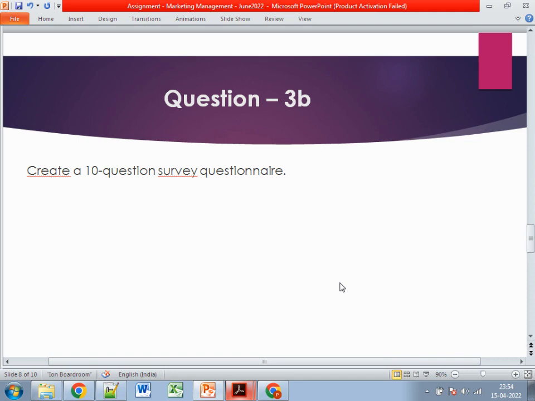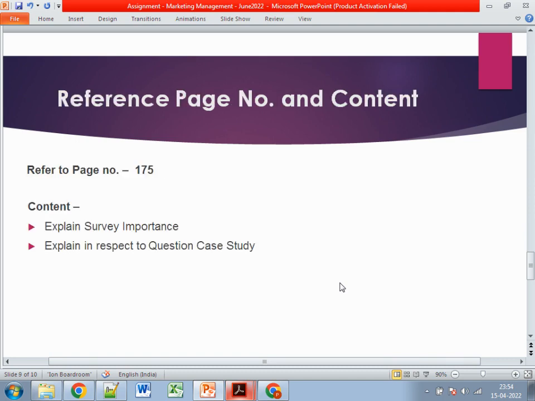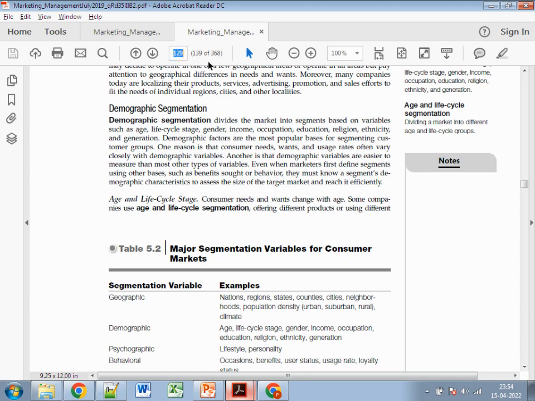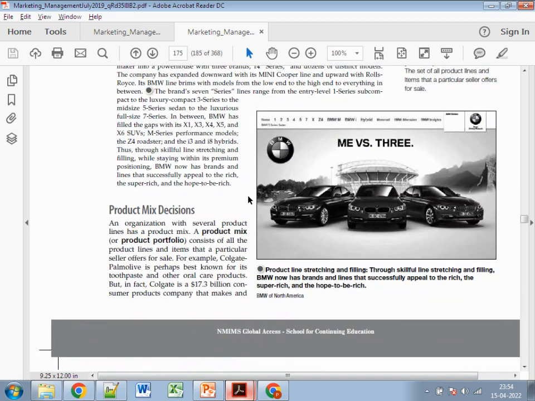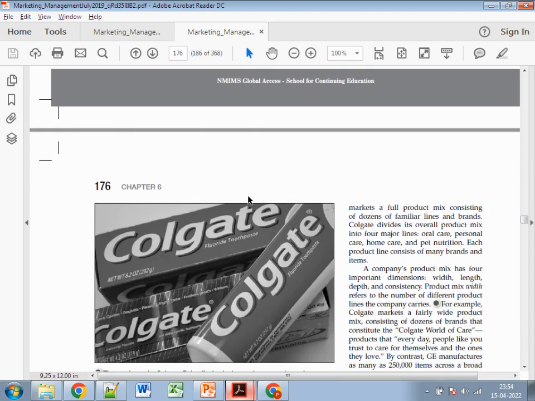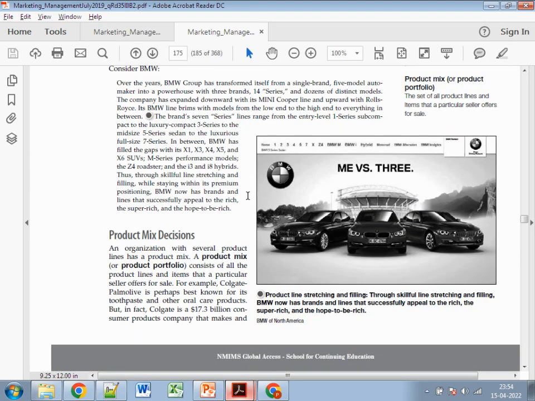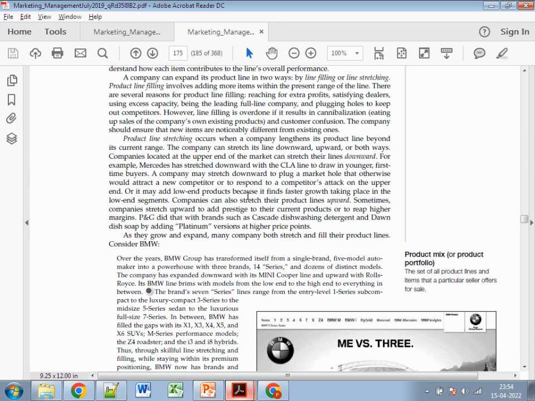Then next is to create a 10-question survey questionnaire, right? Going to page number 175 again. This question has nothing much from the book. You need to refer to the internet. I think there's something related to the product mix. I also didn't find much from the book.